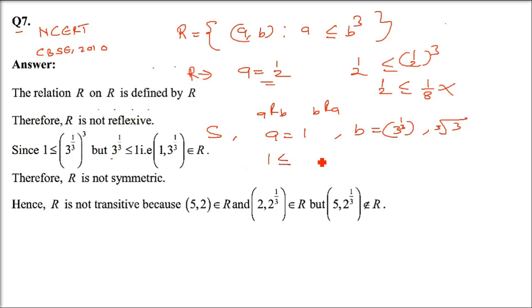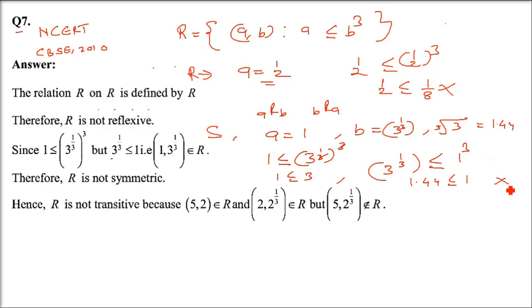Now a is less than or equal to b cube. So 1 is less than or equal to what? 3 raised to 1 by 3, whole cube. The 3 and 1 by 3 cancel out, so 1 is less than or equal to 3. Yes, this is correct. Now, when a is related to b, is b related to a? Now this b is 3 raised to the power 1 by 3. Is it less than or equal to 1 cube? 3 raised to 1 by 3 is the cube root of 3, which is in fact 1.44. Is 1.44 less than or equal to 1? 1 cube is 1. No, it's not. So it is not symmetric either. It is not reflexive, not symmetric.